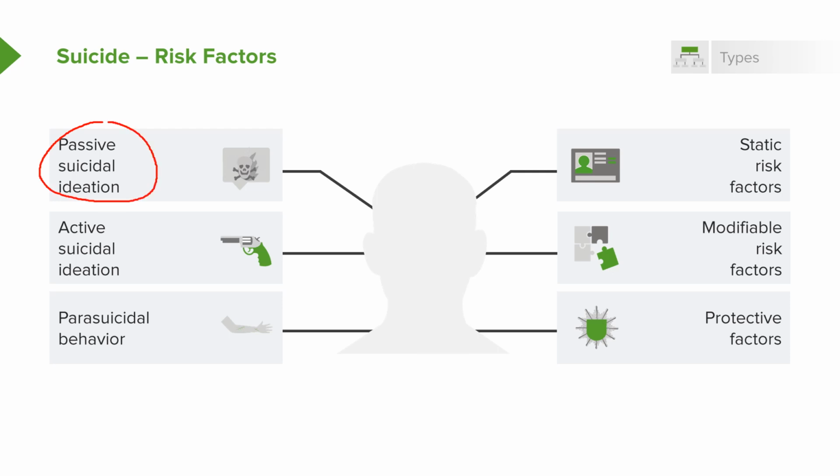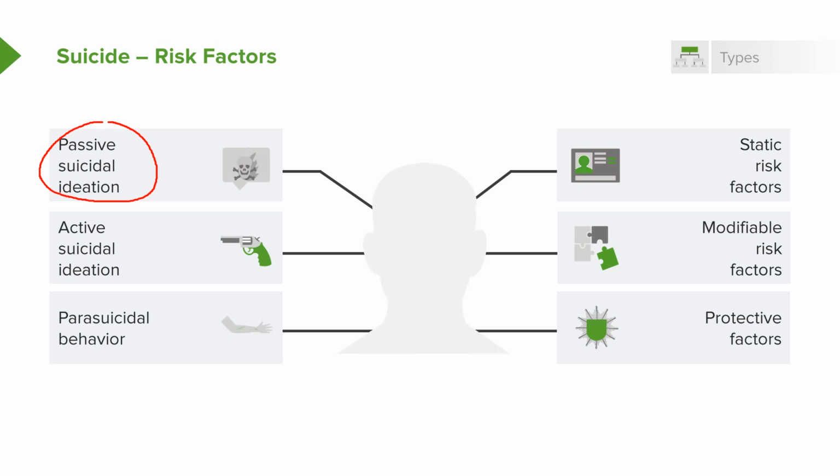This is, for example, in clinical practice, you might meet a patient who says, "Oh, doctor, my life is not well right now, and I wish I would not wake up. I would not want to wake up in the morning." So they don't have any active plan or intent to hurt themselves. So it's a very passive wish to die.